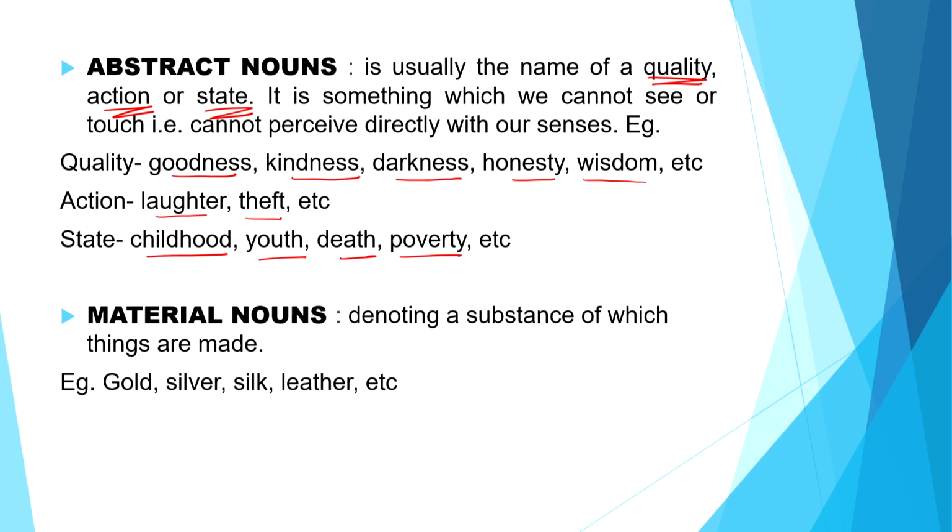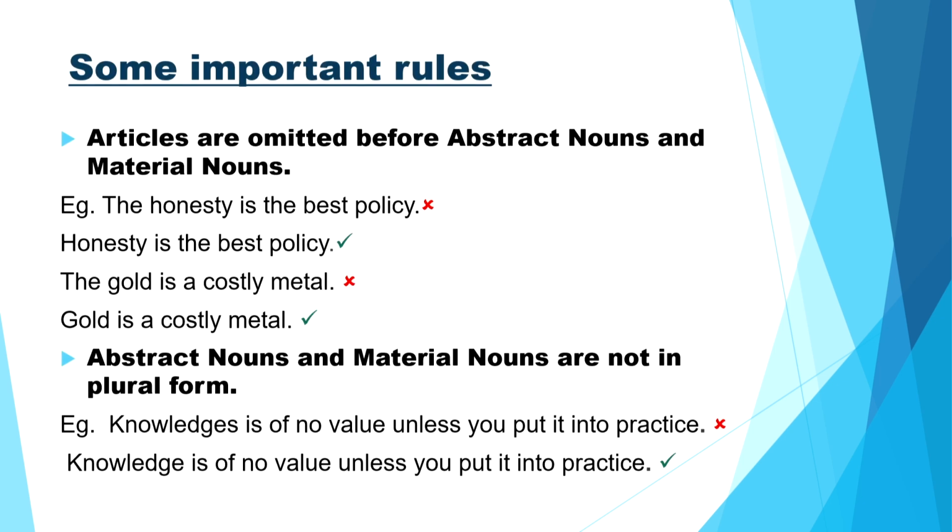Now, next comes your material nouns. Material nouns are the nouns denoting a substance of which things are made. For example, gold, silver, silk, leather and so on. Now, some important rules associated with material nouns and abstract nouns are as follows.